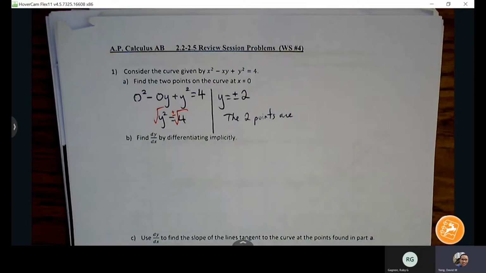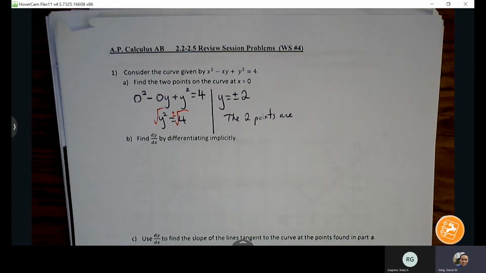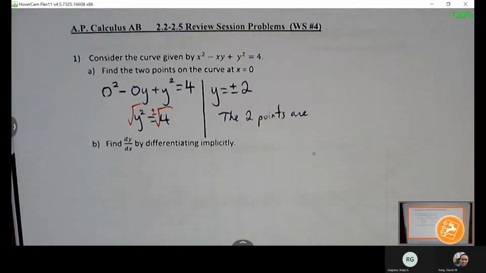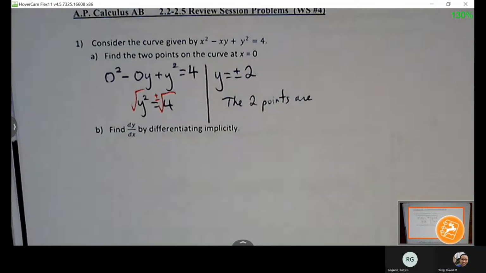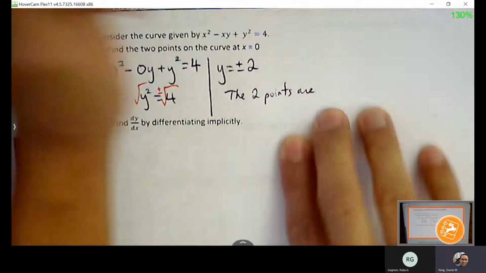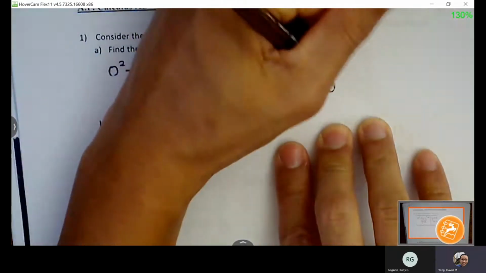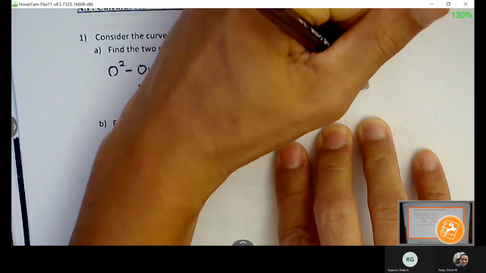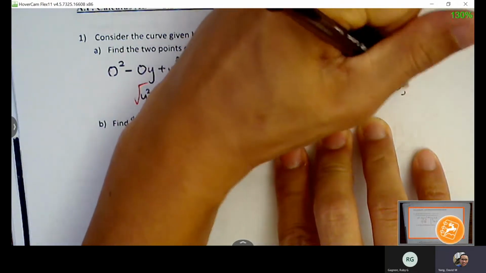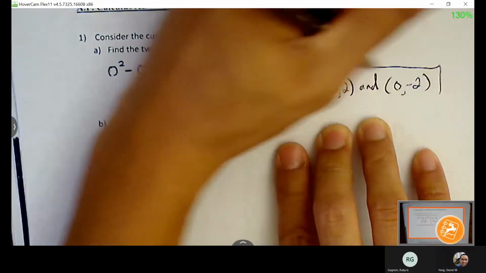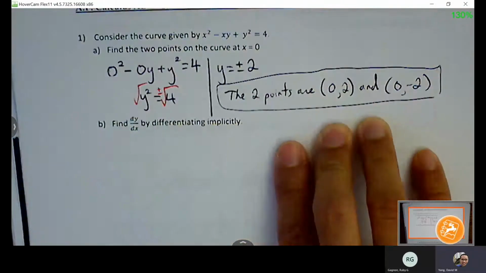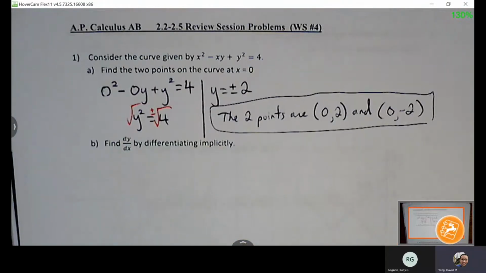Okay, so plugged in 0 for all the x's. Okay, so 2 points are 0, 2, and 0, negative 2. Okay, any questions there?